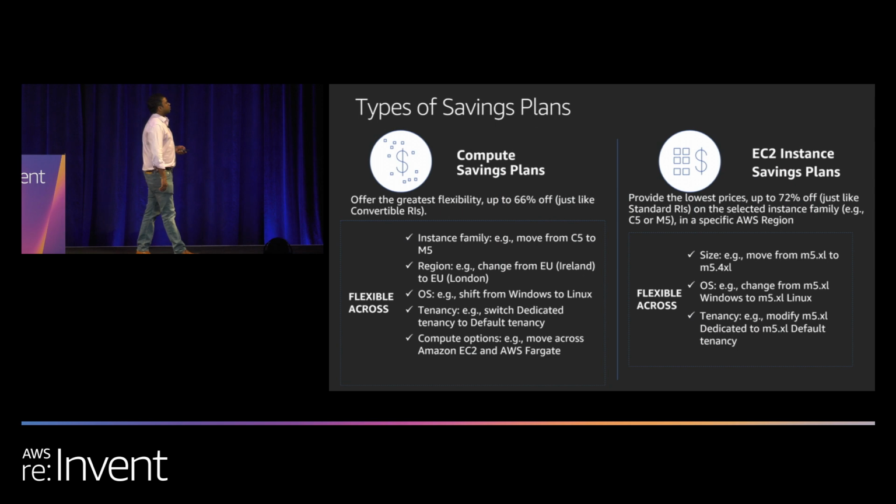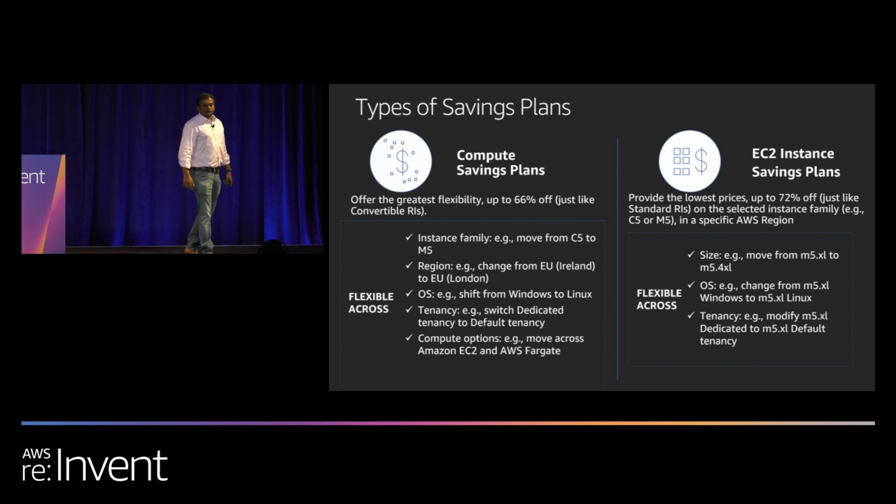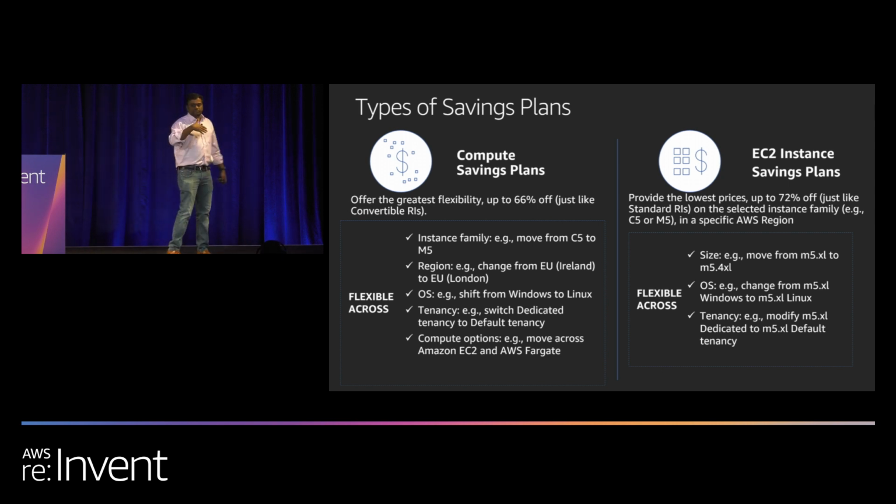So let's dig into this more. There's two types of savings plans available for you today. There's compute savings plans, the one on the left. That offers up to 66% off, just like convertible RIs. And these provide the most amount of flexibility. So you can move from a C5 to an M5 if your needs change and you want to move to a more general purpose instance and not use a compute optimized instance. So you can do that.